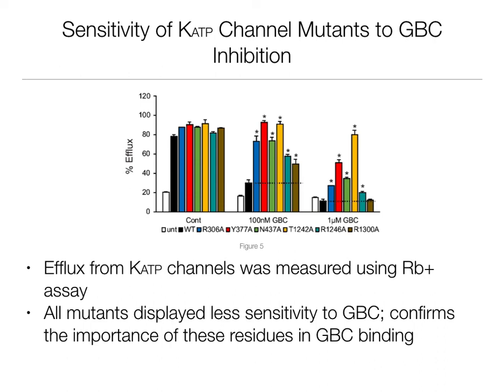It was determined that mutations at all 6 binding residues reduce the sensitivity of the channels to GBC inhibition at 100 nanomolar GBC concentration, with 4 of these mutants displaying significantly decreased inhibition up to 1 micromolar concentration. This confirms the importance of these residues in GBC binding.